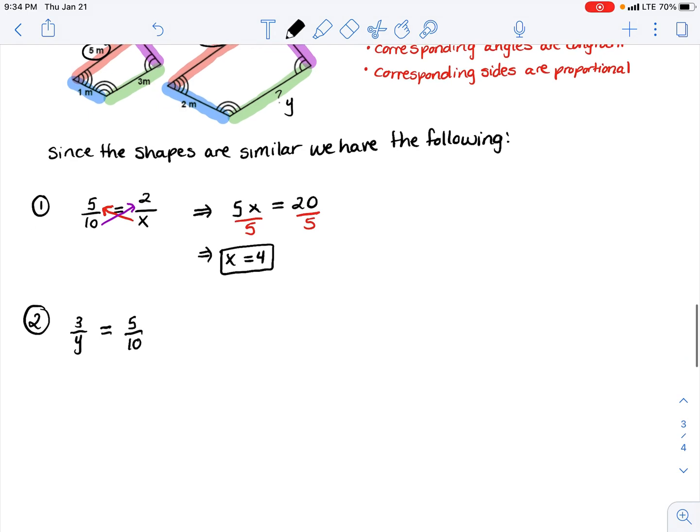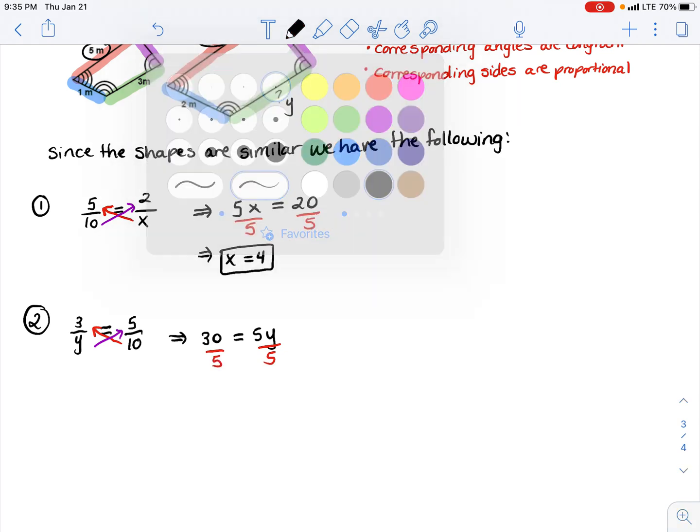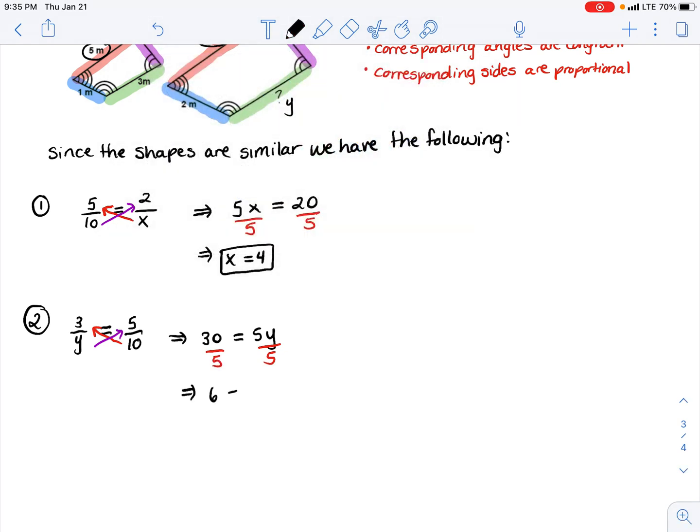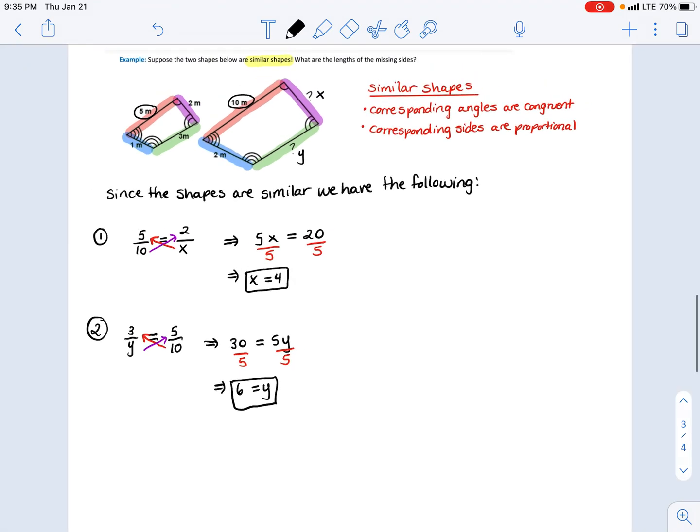And so now I want to do the same thing. To solve for y, I'm going to cross multiply. And so I get 3 times 10, which is 30, is equal to 5 times y, which is 5y. And then to solve for y, I want to divide both sides by 5. So then I get y is equal to 6. And so I have found the missing side lengths.